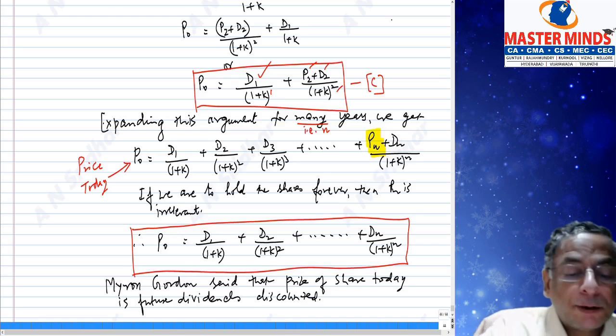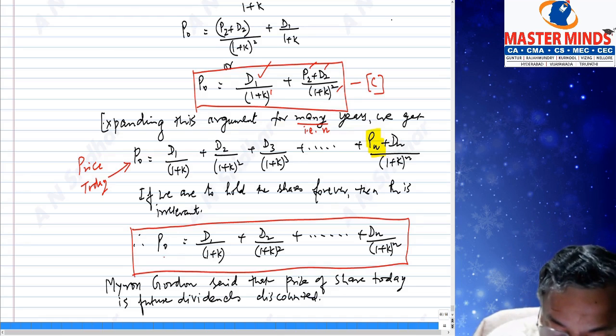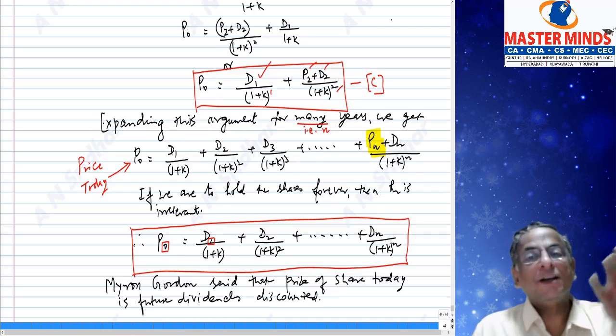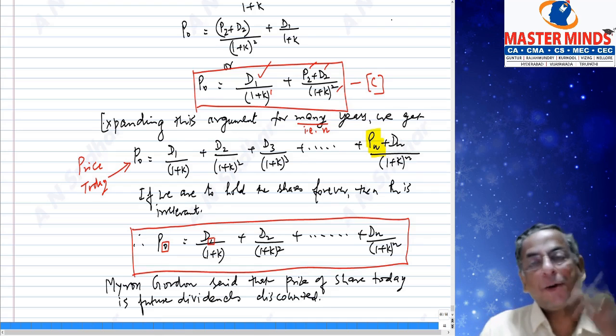Future dividend, you remember that. Never do the blend. Now this is 0. Now this is 1. It is future dividend. The past is sunk.